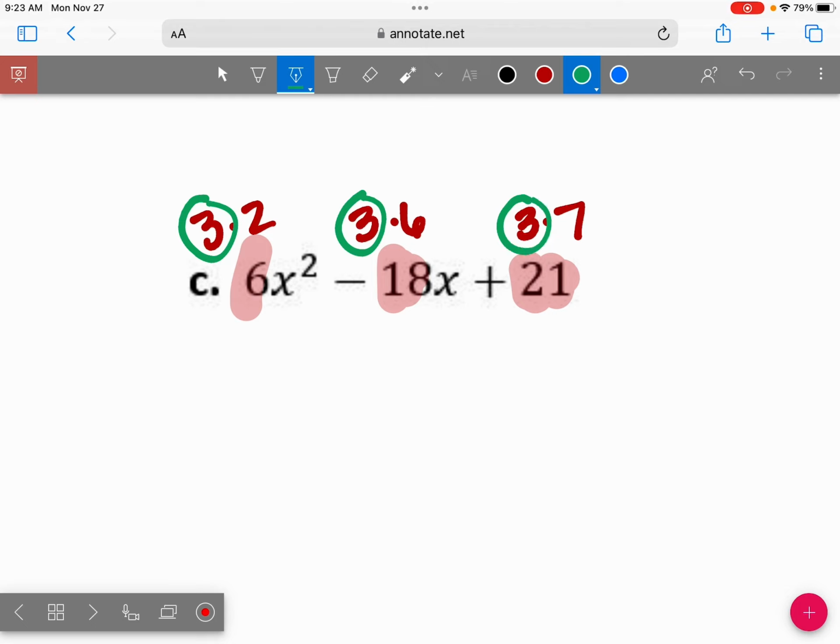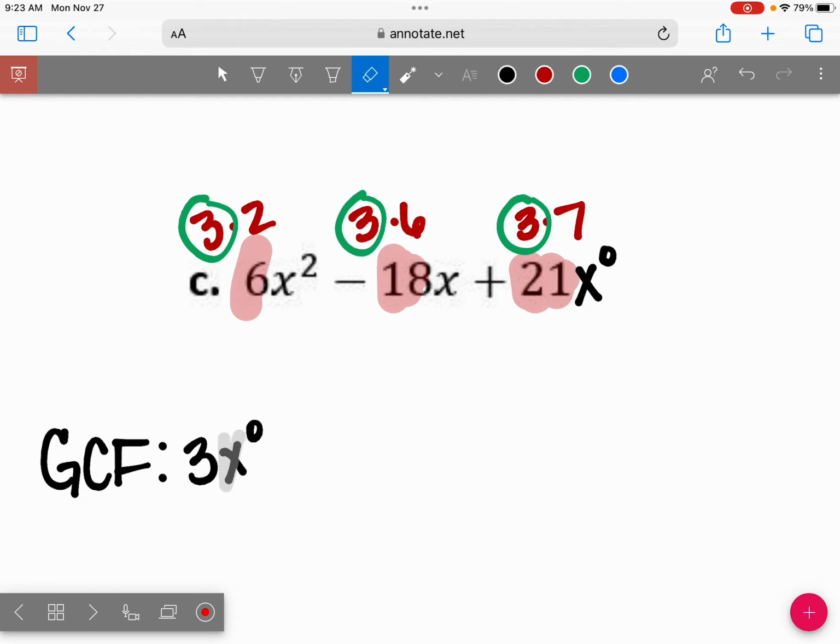Now, as far as x's though, do you notice how this 21 doesn't have an x? So what it really has is x to the 0. When you don't see an x, it's because it's no x's. It's x to the 0. So that means that my GCF does not have an x. My GCF is just a number. It's just 3. Or if you wanted to say 3x to the 0, you could. But because it's no x's, we usually just leave that off.